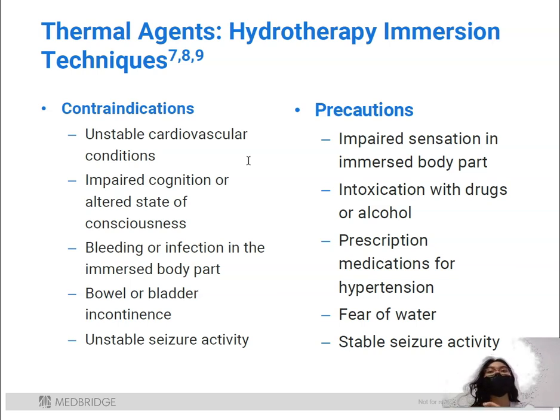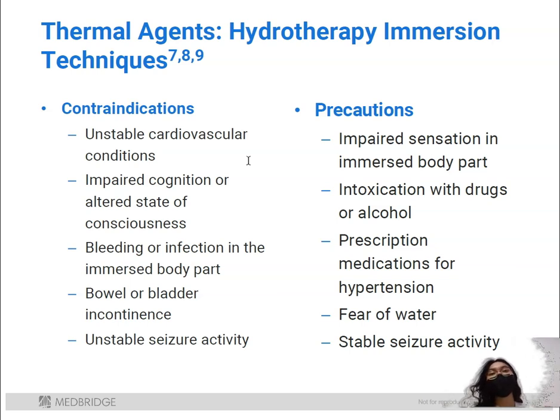Next would be the impaired cognition or altered state of consciousness, because we are trying to avoid here issues of drowning, or kaya naman iumpog nila yung sarili nila, or unintentionally mahit nila yung head doon sa corners ng ating pool, dun sa cement. So we wouldn't want that as well, so contraindicated sila.